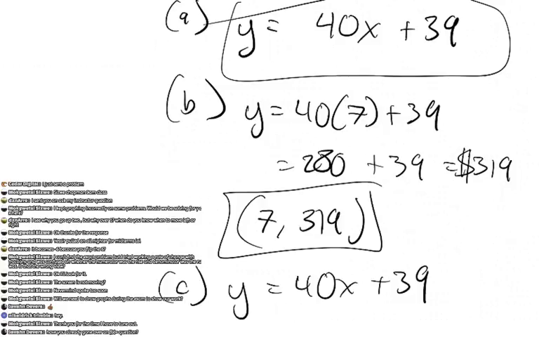Now it says over 2 years, and if it's been 1 year, that's 12 months. So then 2 years means it would have been 24 months. So then the cost is going to be 40 times 24 months plus 39.